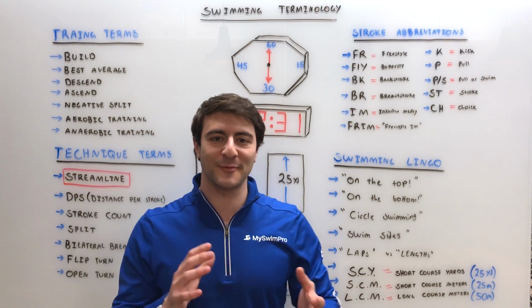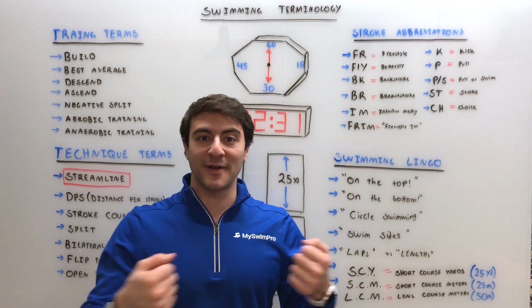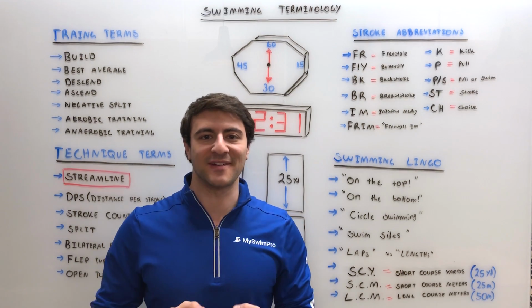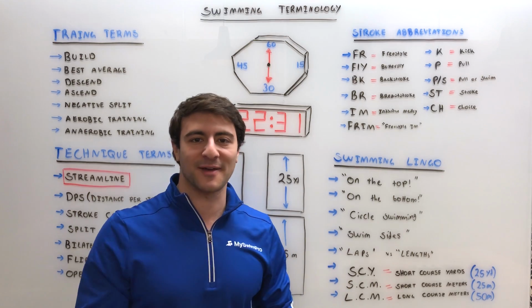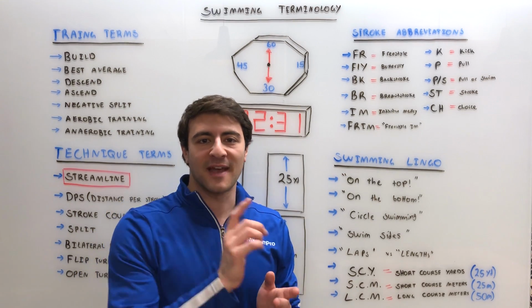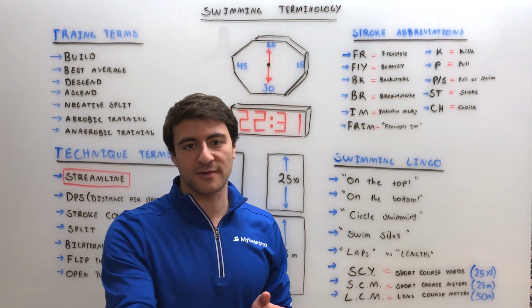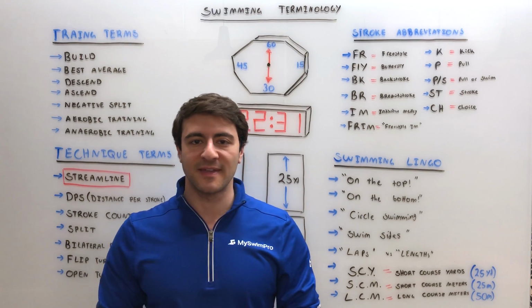That way, if you have more than one person in the lane, you don't have any collisions, because that can be really dangerous. In some other countries, you swim on the opposite side, similar to how you drive. So you swim on the left side, and you'd always be swimming in a circle. That way you can have multiple people in the lane.